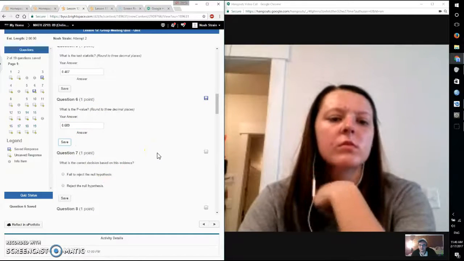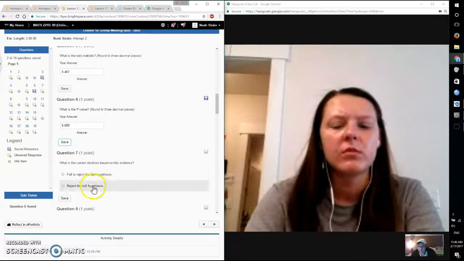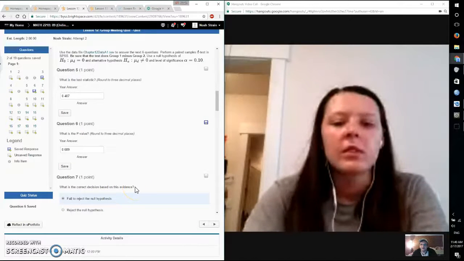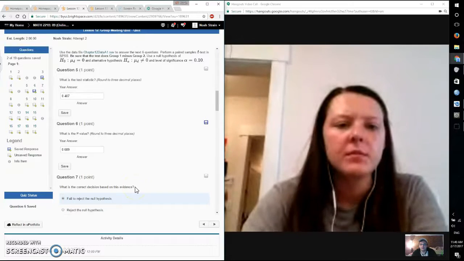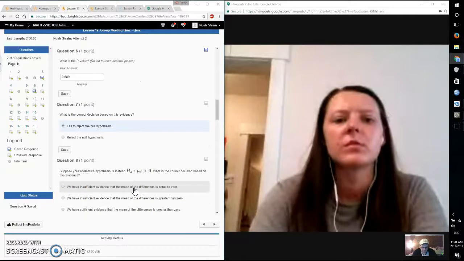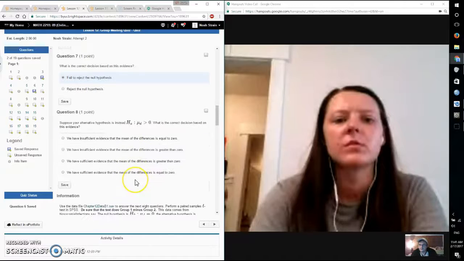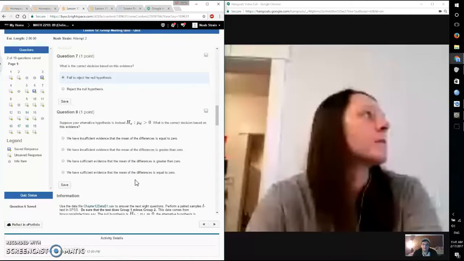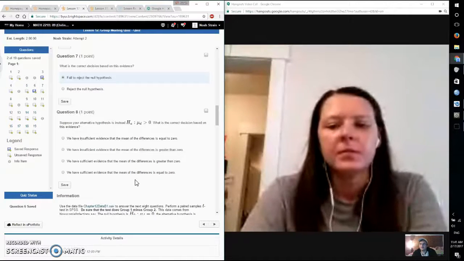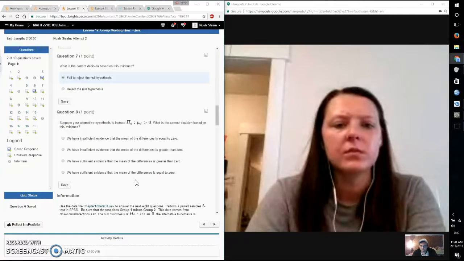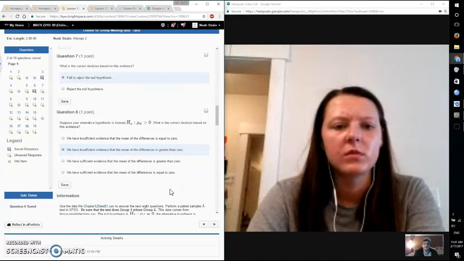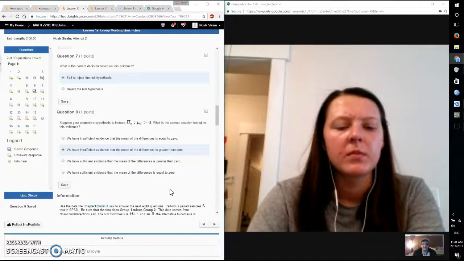Now, what is the correct decision based on this evidence? That would be that we fail to reject the null hypothesis because our p-value is higher than 0.1, which is what our alpha was set to. So question 8. Suppose your alternative hypothesis is instead that the mean of the differences is greater than 0. What is the correct decision based on this evidence? And that would be B. We have insufficient evidence that the mean difference is greater than 0, again because our p-value is higher than our alpha, so it means that it's correct.